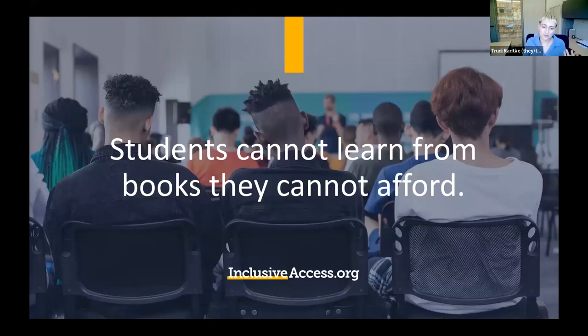Finally, students cannot learn from books they can't afford. So even if inclusive access programs are making claims about affordability, it's important to understand that the bottom line of affordability is, can students actually opt in? Can they afford it? And is it a transparent model? And that's what we'd like to center on.